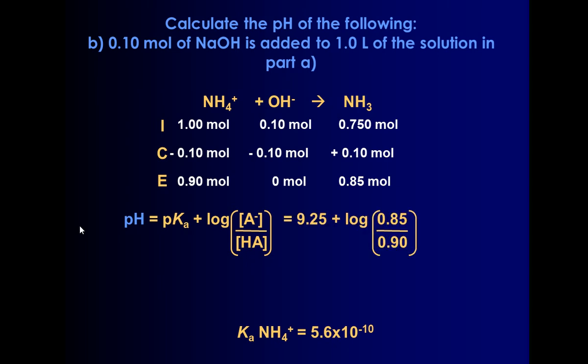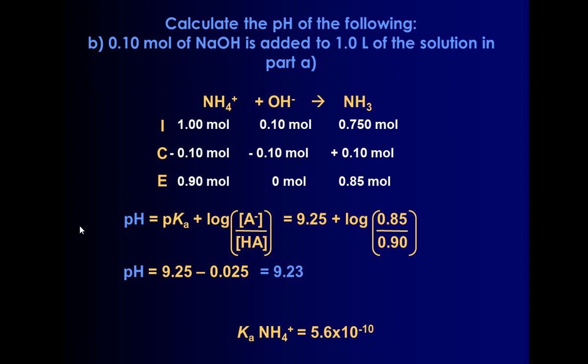So I would take my 9.25, my pKa of the ammonium ions, and I would add to it the log of my base, the ammonia, the 0.85, divided by the conjugate acid, the 0.90 ammonium. When I do my math, I'm going to get that the pH changed by 0.025, and that caused the pH to actually go up from our previous example. We were at 9.12 or 9.13, depending on which one you were looking at. This time the pH went up slightly to 9.23.